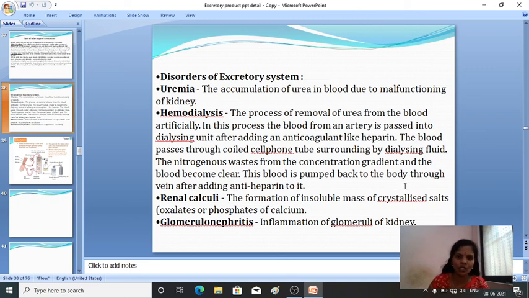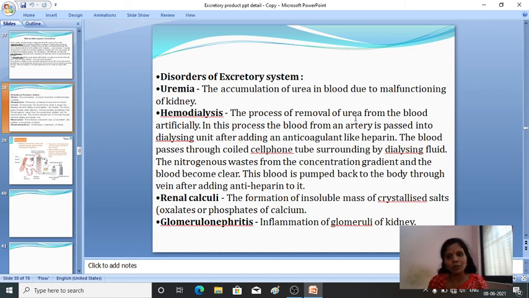It mainly leads to a disorder which is known as uremia. Then another one is hemodialysis. So this hemodialysis, at least if people are very much familiar, you have heard how this process is done. If a person is suffering from any of these kidney disorders, generally they undergo this process which is known as hemodialysis. So what happens in hemodialysis?